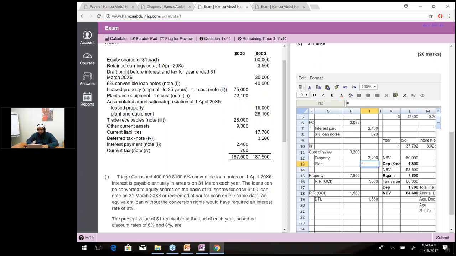So I'm writing equals to a bracket, 72,100 minus 28,100, which will give me the net book value of the asset. And then I'm going to apply the 15% depreciation rate on this. So this is the formula for calculating the depreciation for the plant. So the answer is 6,600. Yes, and if you see, the cost of sales value has been updated automatically. So now I don't have to remember whether I've added it in the cost of sales or not. The working has been done automatically by the spreadsheet.